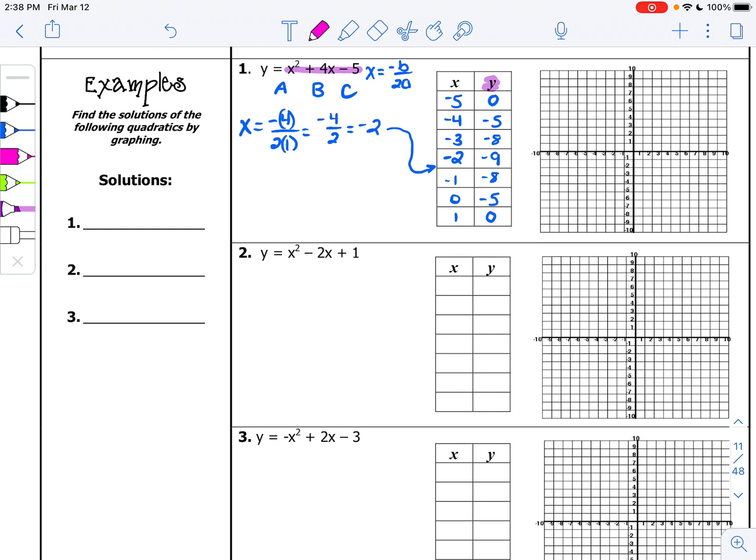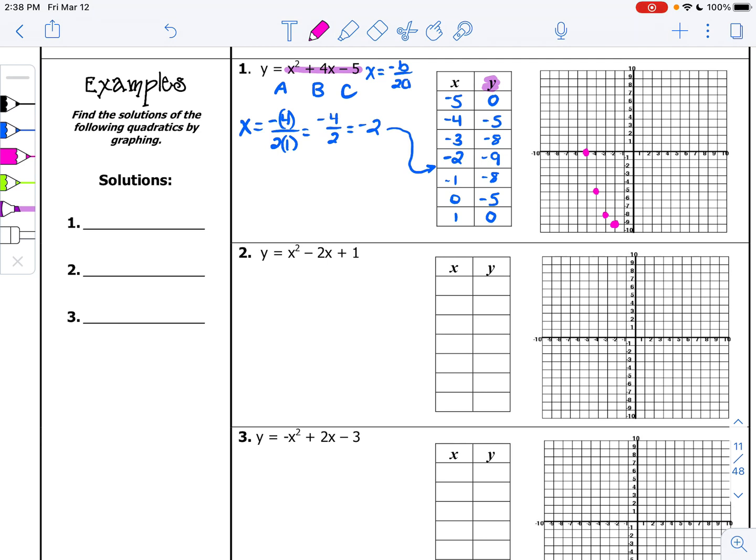Then, once we have all of our values, we can graph it. So I'm going to start by graphing my vertex, negative 2, negative 9. So over to the left 2, down 9. And then I'm going to start with the values above it. So negative 3, negative 8. Negative 4, negative 5. And negative 5, 0. And remember, it doesn't matter what order you graph these in. You're still going to get the same parabola.